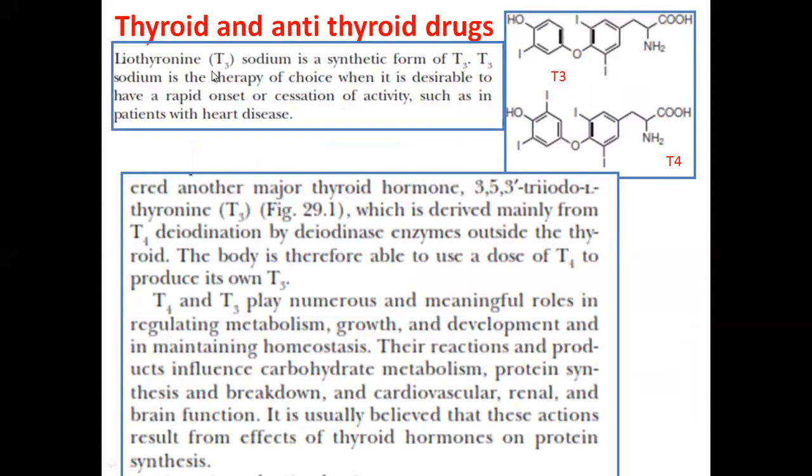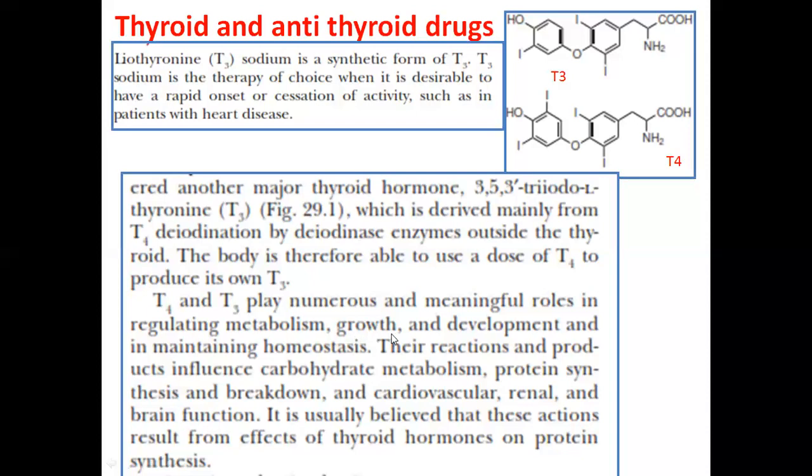T3 is this one, liothyronine, and it is a synthetic form of T3, having a rapid onset of action and rapid loss of activity. T3 is given, or otherwise T4 is given. T3 is 3,5,3'-triiodo L-thyronine, mainly formed from the deiodination of L-thyroxine within the body.